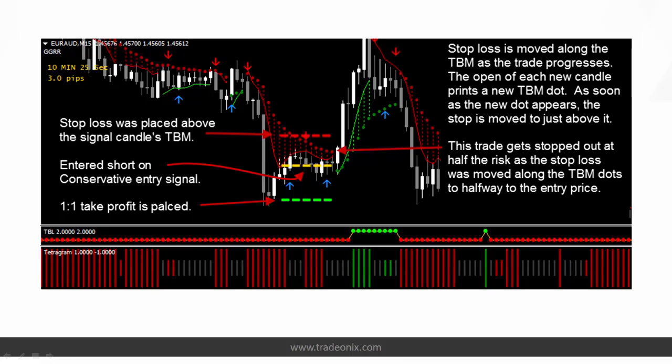Stop loss is moved along the TBM as the trade progresses. The open of each new candle prints a new TBM dot. As soon as the new dot appears, the stop is moved to just above it. Now, this trade gets stopped out at half the risk as the stop loss was moved along the TBM dots to halfway to the entry price. So for every new candle that opens, the TBM dot keeps getting lower and lower. And at this point, we would eventually have been stopped out as the TBM dots had allowed us to reduce the risk on the trade. This trade was not a winner, but instead of losing 2%, we would have lost 1%.